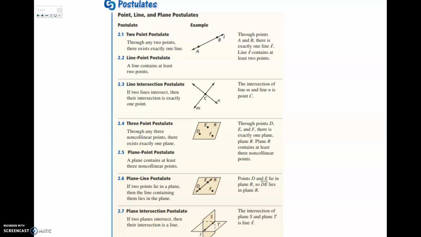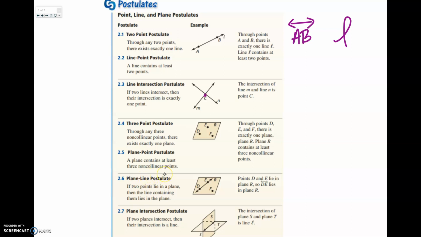Saying it the other way, a line contains at least 2 points. Remember, we were talking about different ways. As a review, we can name this line AB, or we can just call it lowercase l. The line intersection postulate: if 2 lines intersect, they intersect in exactly 1 point. The 3-point postulate: any 3 non-collinear points always make one plane. 2.5 says a plane contains at least 3 non-collinear points.